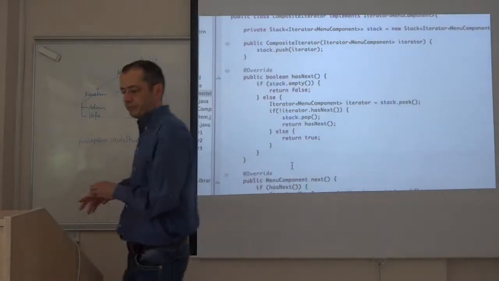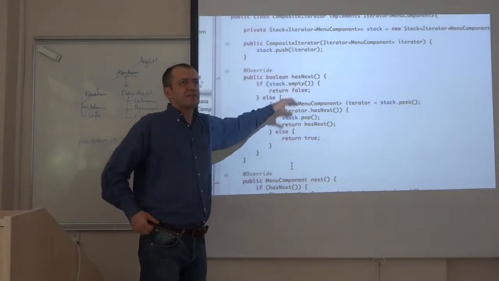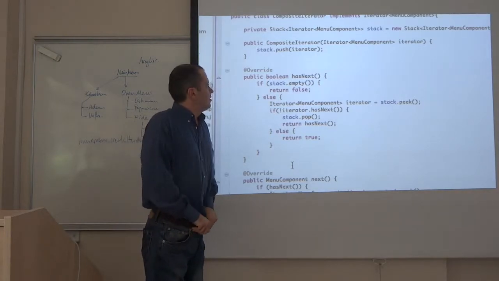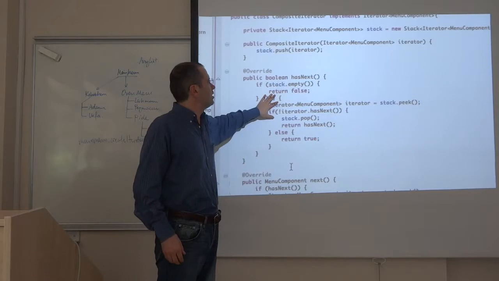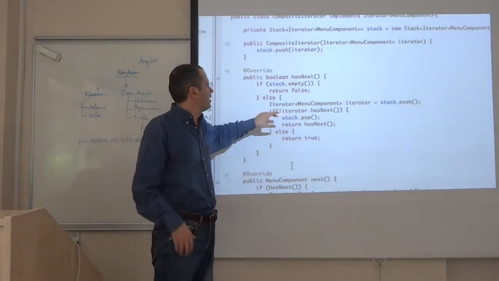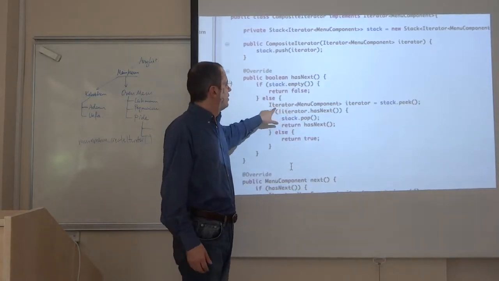Alright, so here's what I'm doing with the hasNext. Well, this was a little bit difficult, you might remember. If my stack is empty, then it means that it doesn't have any next, that I depleted everything in the stack. If it is not empty, then what I do is this.